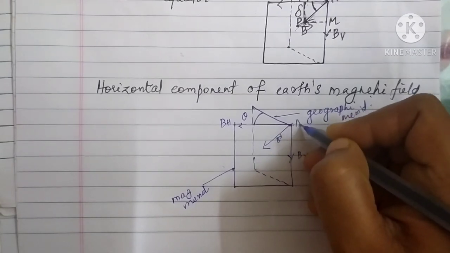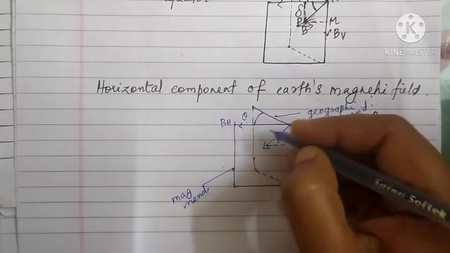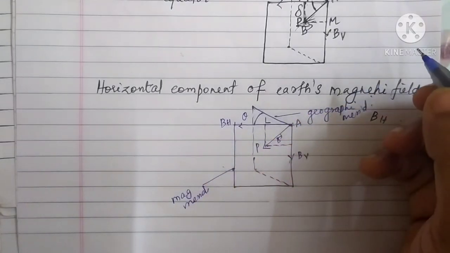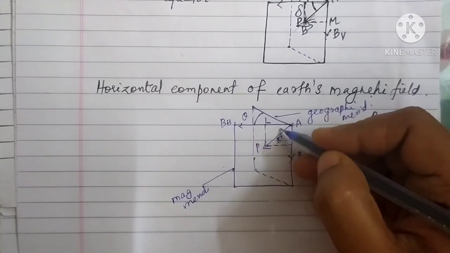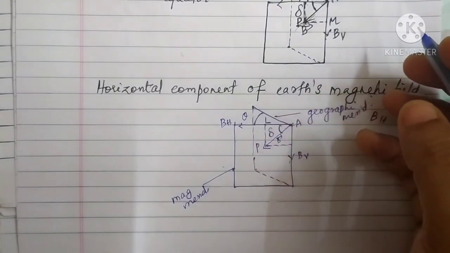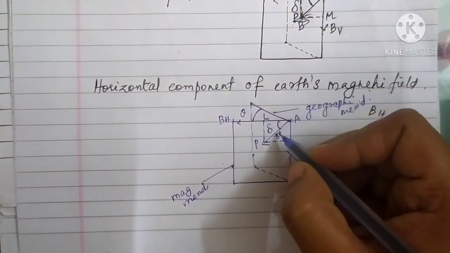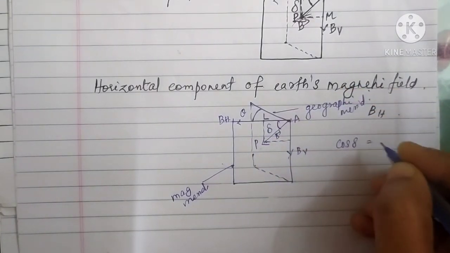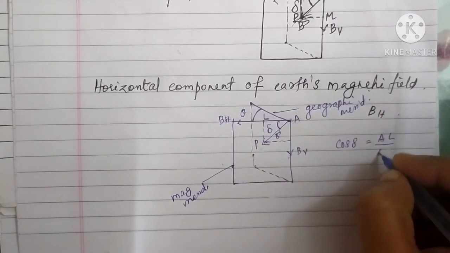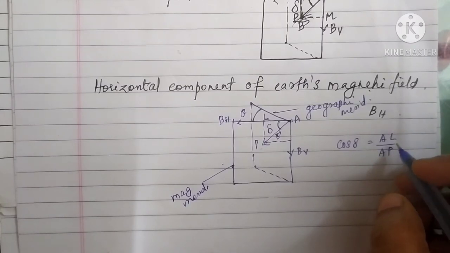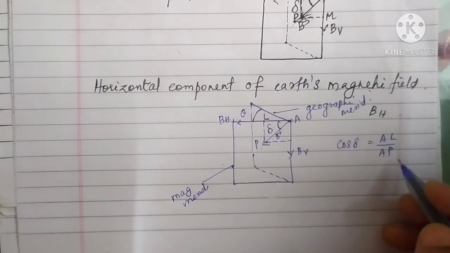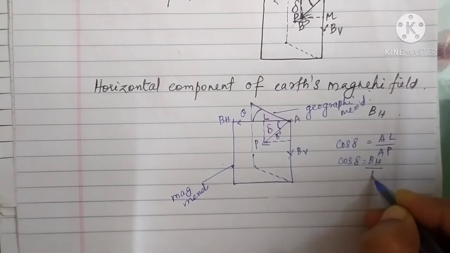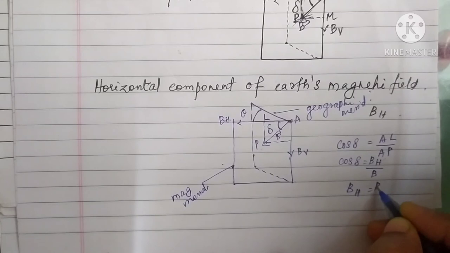Now we can name it as A, and I joined this one. So let it be P and this is L. Clear? The angle between BH and the total B, we call it delta, which is the angle of dip. Now listen, take cos delta, not theta, cos delta. What is cos delta? Adjacent side AL by AP. AL is BH and AP is B. So cos delta equals BH by B, or BH equals B cos delta.